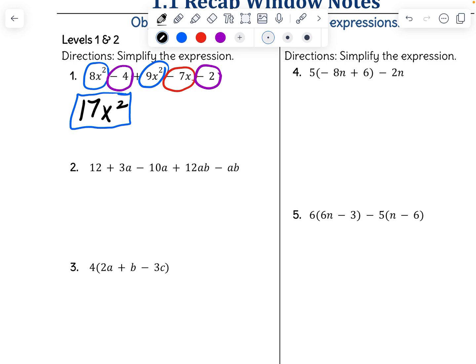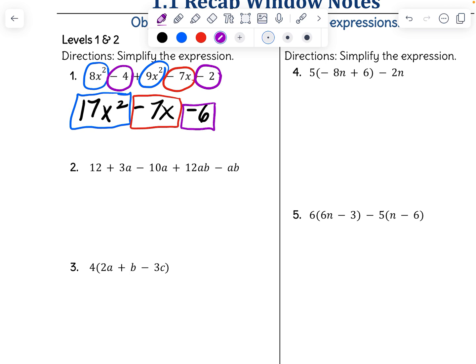Then I'm going to write out my other variable. I am going to keep the habit going of writing your variables first and then your constant at the end. So I can't combine this negative 7x with anything, so I'm just going to carry it down. And lastly, I'm going to combine my negative 4 and my negative 2, my two constants. In doing that, I pay attention to the fact that they're the same sign, which means I'm going to add them and keep the sign. So that's negative 6. That's the term I get from combining my two constants. So I started with 5 terms, and I was able to combine 4 of them together, and I end up with 3 terms at the end: 17x squared minus 7x minus 6.